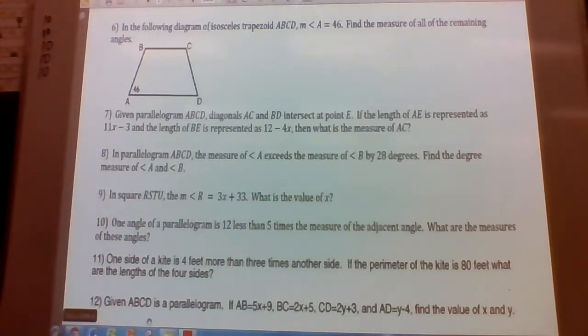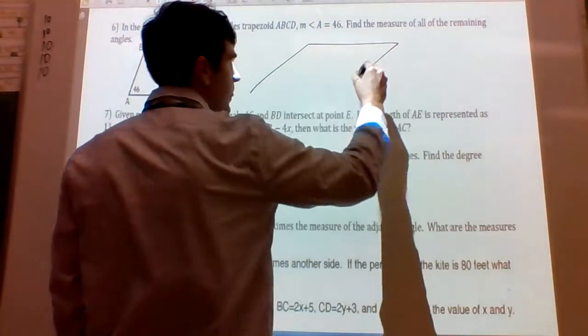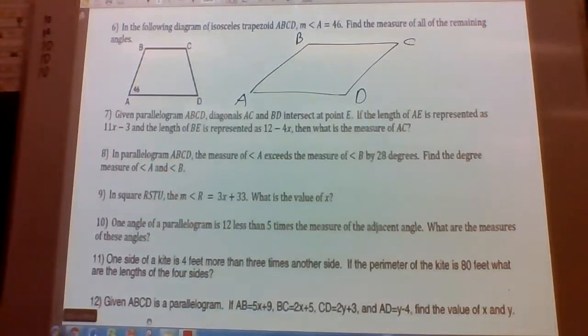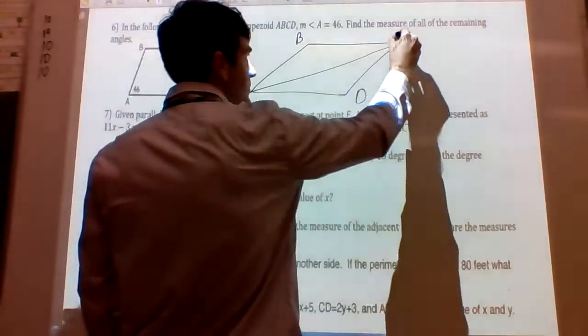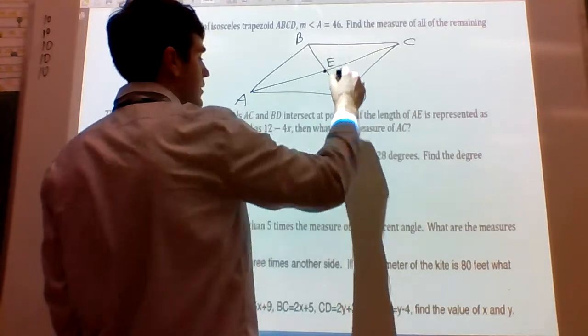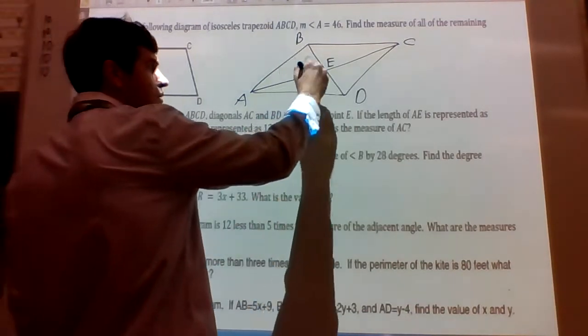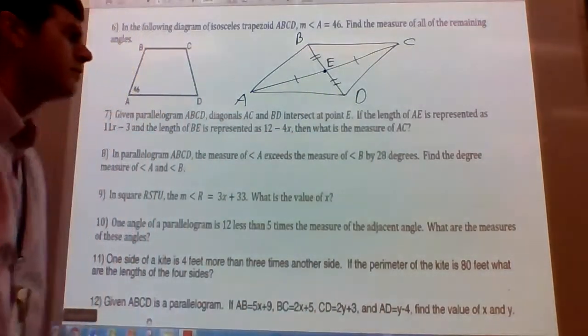Given the parallelogram ABCD, diagonals AC and BD intersect at point E. If the length of AE is represented as 11x minus 3, and the length of BE is represented as 12 minus 4x, then what is the measure of AC? So we have a parallelogram ABCD. Just don't go diagonally; go clockwise around or counterclockwise around. The diagonals AC and BD intersect at point E in our parallelogram. We know diagonals in a parallelogram bisect each other. So AE is congruent to EC, and BE is congruent to ED.